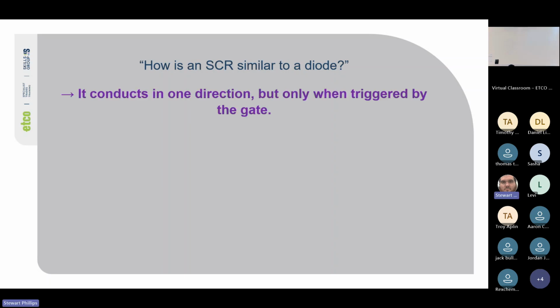Yep, so basically it conducts in one direction, but only when triggered by the gate. So yes, it's like a diode that only conducts in one direction, but it needs a trigger to the gate.